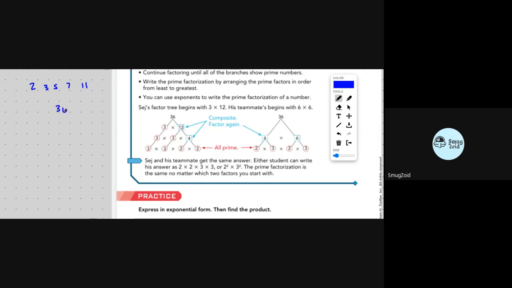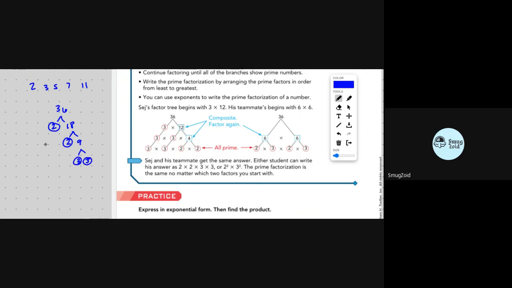All right, so if we look at 36, let's start with 2. 2 and 18. 2 times 18 is 36. 2 is prime. 18, I can still divide 18 by 2. 2 times 9 is 18. 2 is prime. 9 is composite still, so I have to keep going. 9, 3 times 3. 3 and 3 are both prime factors.